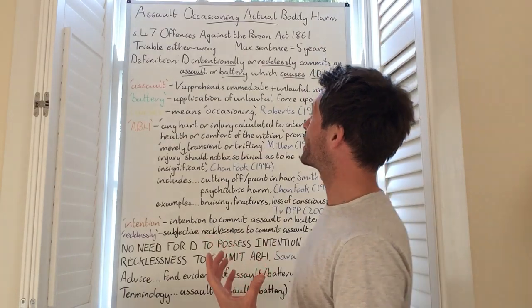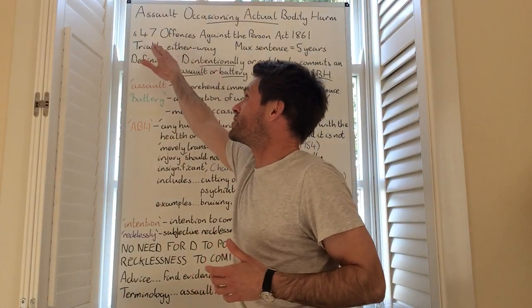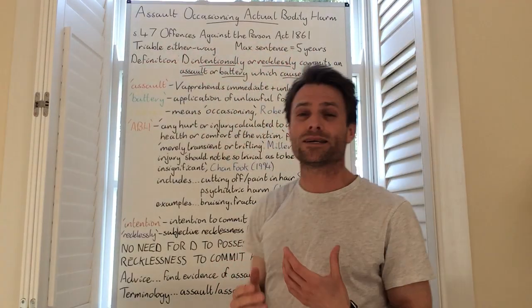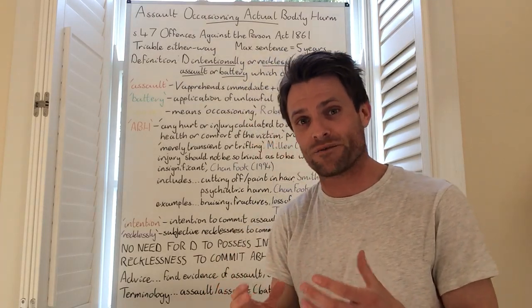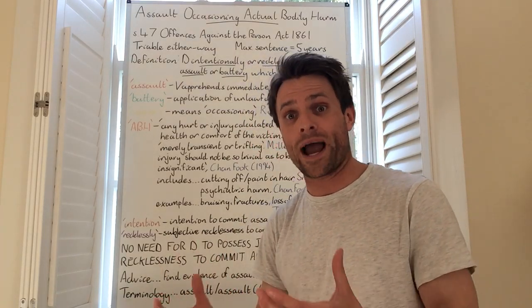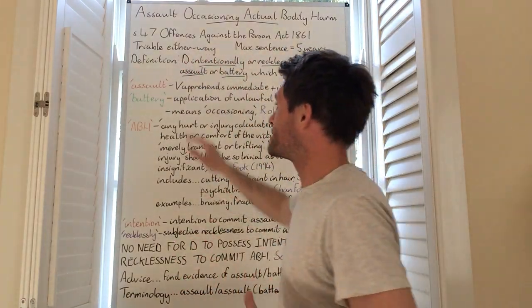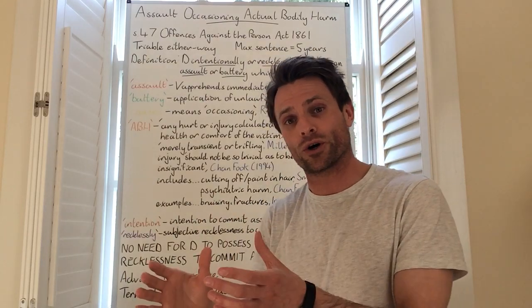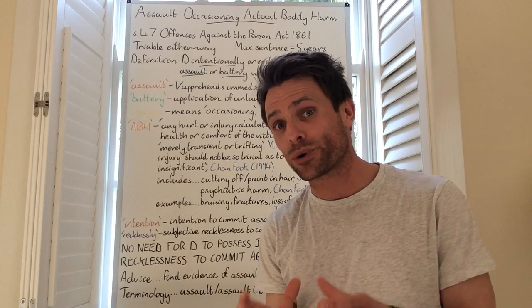Now, in terms of assault occasioning actual bodily harm, it is a statutory offence. It comes under Section 47 of the Offences Against the Person Act 1861. It's sometimes known as a Section 47 offence under the OAPA, the Offences Against the Person Act 1861. It is a triable either way offence, so it can be heard in the magistrates or the Crown Court, and it has a maximum sentence of 5 years, so it is pretty serious.